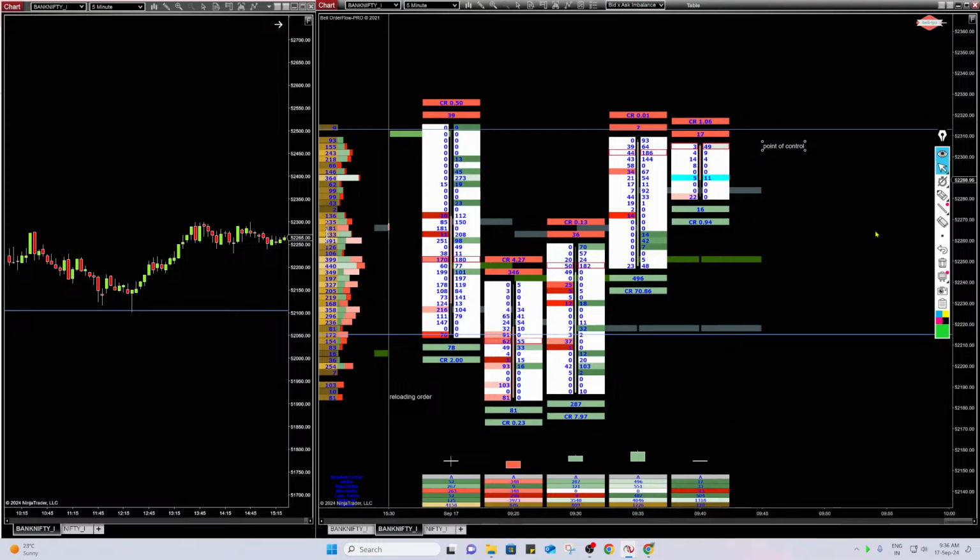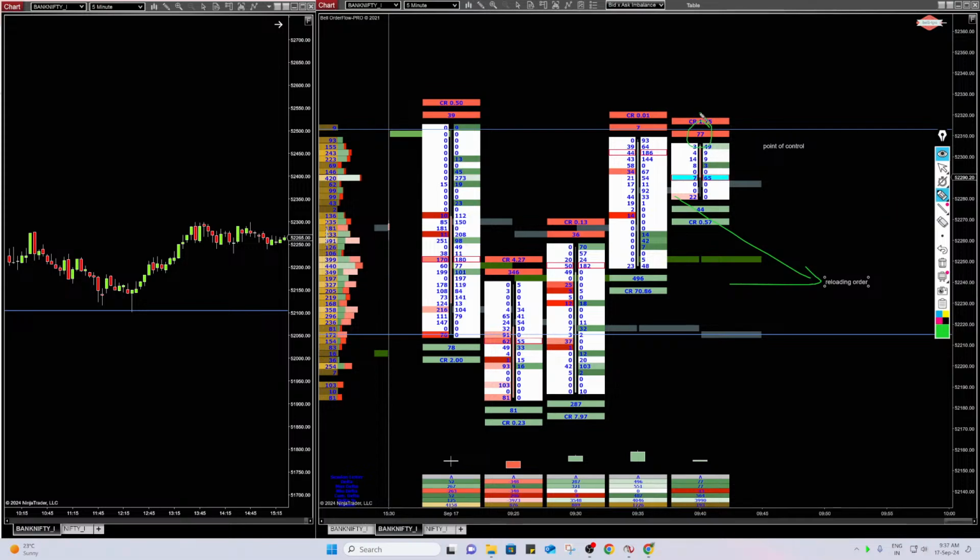There is some reloading happening here. This is reloading, as you see. So the candle is still trying to convert into a green candle in the last minute. We will see what will happen. This is a reloading order for the upside, and this is the reloading order for the downside. Now the point of control is shifted to the lower point of the candle. That is because sellers are trying to dominate.